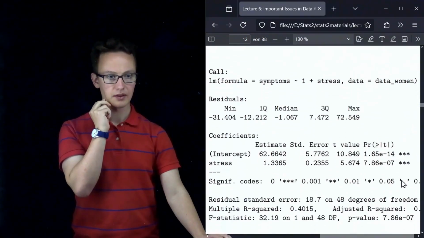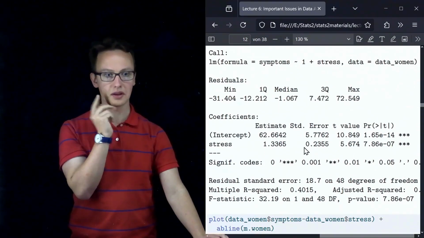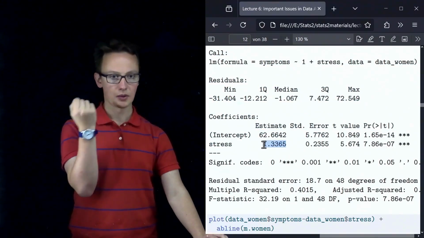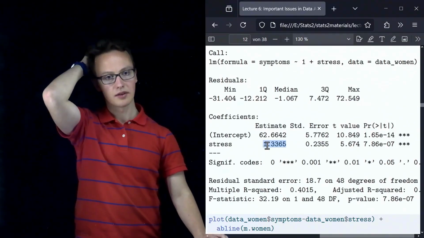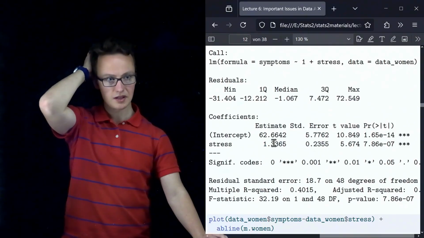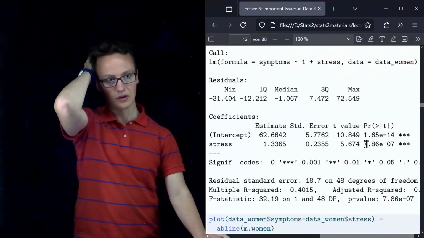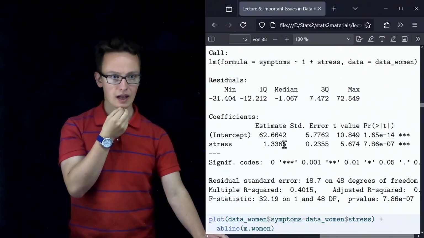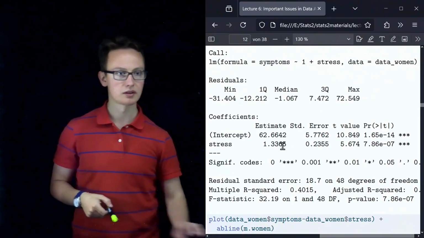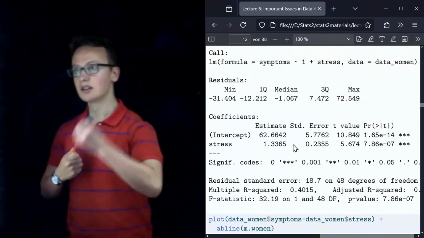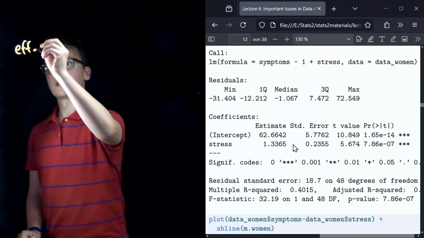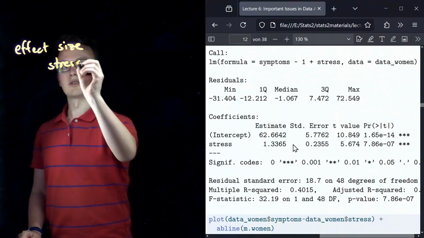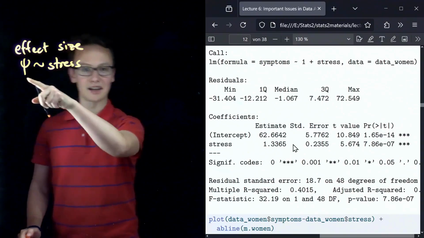And if we look at the summary that this model gives us in R, we can see that we have some intercept, of course, and we have the slope for stress, meaning that there is a positive relation between the stress level scores and the psychological symptoms, because the slope is positive, and in fact it is also significant. So there is a significant effect of stress level on psychological symptoms for women, and this effect size is 1.3365. So we could write down the effect size of stress on psychological symptoms.